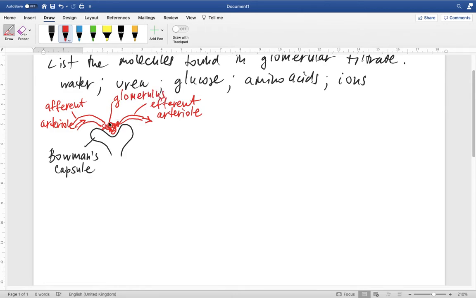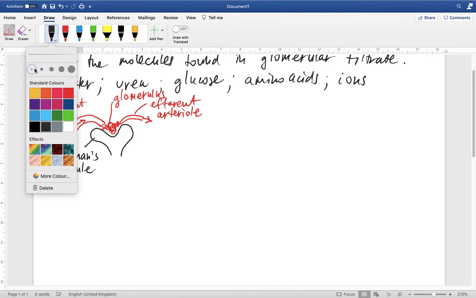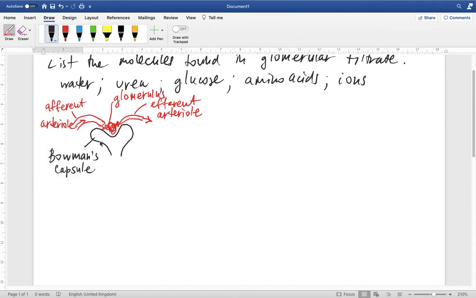Glomerulus. Okay, and that's me kind of finished with my red color, so I'm going to go back to black color because I want to draw the rest of the nephron now. So from Bowman's capsule, we're going to enter the next structure called proximal convoluted tubule. And convoluted means a bit like a maze, right? So lots of turns and almost like a spirally kind of structure.